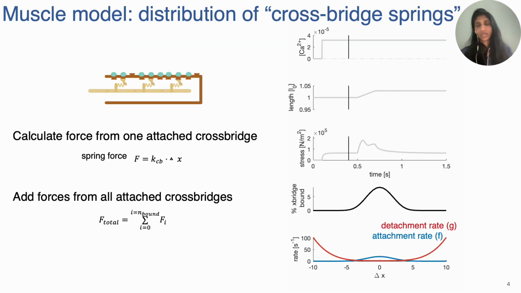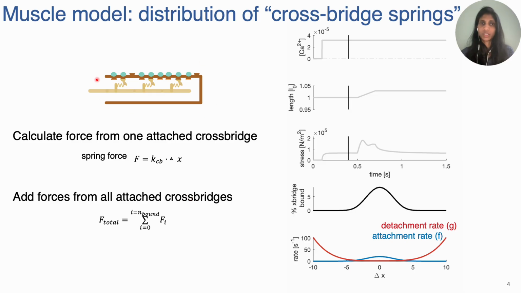Now that we know the number of attached cross bridges, we need to calculate the force from these attached cross bridges. But like I said before, a cross bridge is just a spring. So to get its force, we multiply its stiffness, which we take to be a constant, by its delta x, which is the length of the cross bridge. And then to get the total active force from our muscle, we sum up the force from all of the attached cross bridges. But what does the summing up look like?